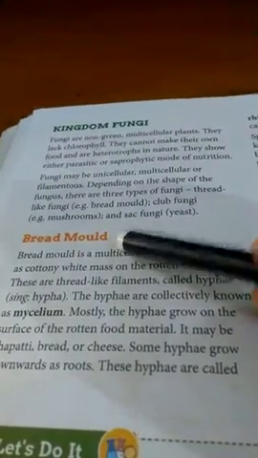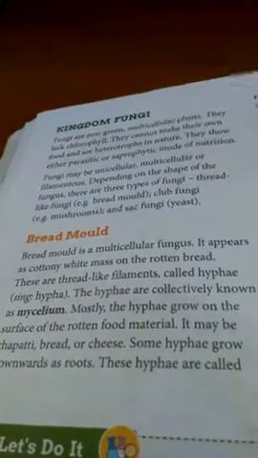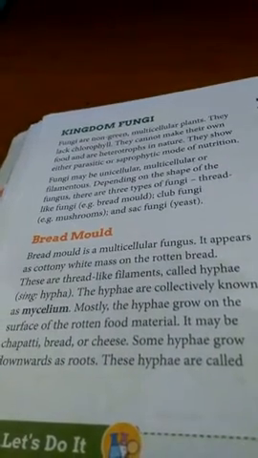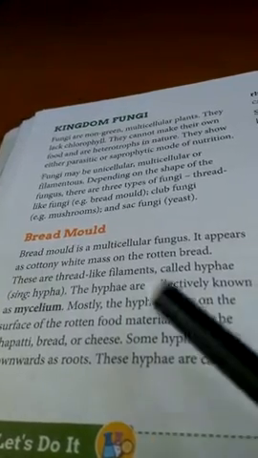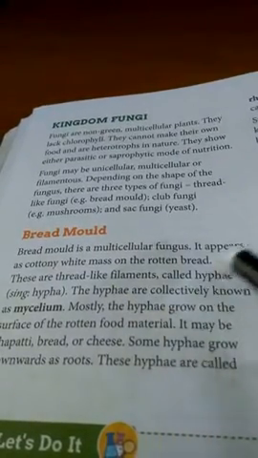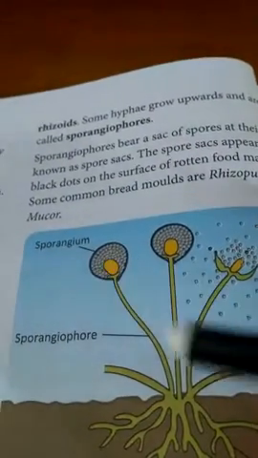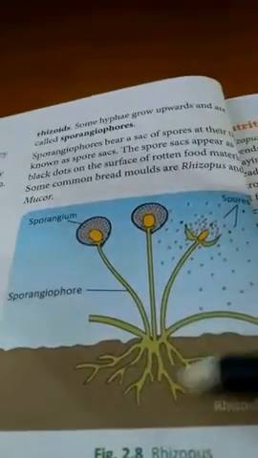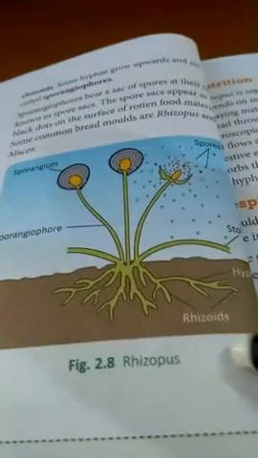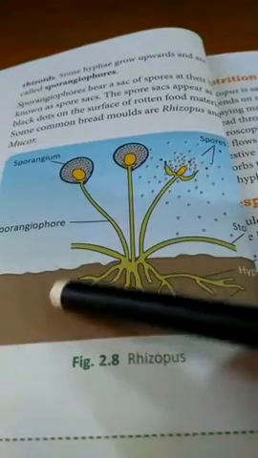So now we discuss the bread mold. Bread mold is a multicellular fungus and it is filamentous. So this fungus has filaments in its body. It is like this. It has filaments in its body. These filaments are known as hypha. There are several hypha in its body, and all the hypha collectively form a mycelium.